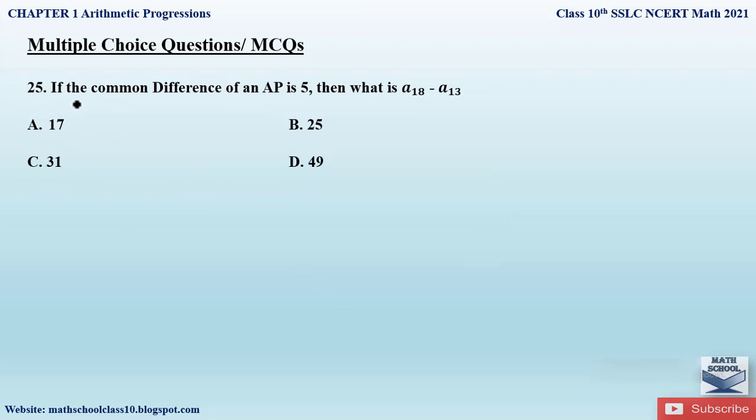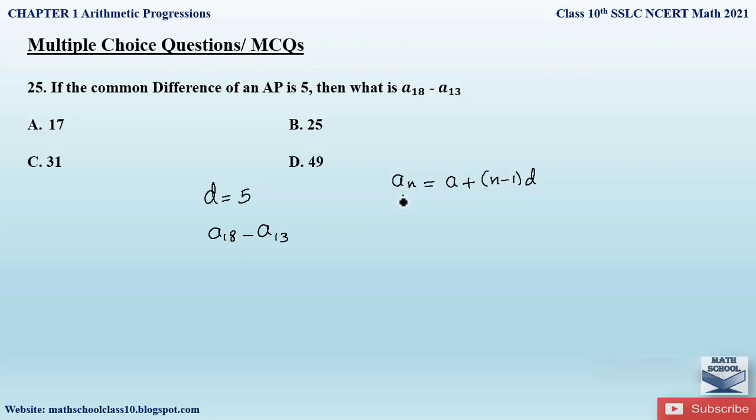So our last question is question number 25. If the common difference of an AP is 5, so they are saying the common difference D is equal to 5. What is A18 minus A13? So we have to find out A18 minus A13. So how can you write the A18th term first of all?